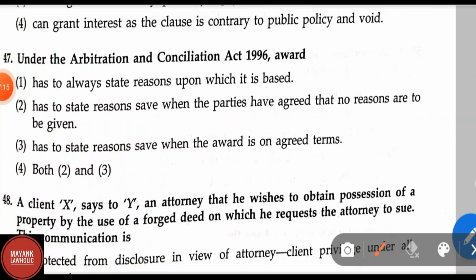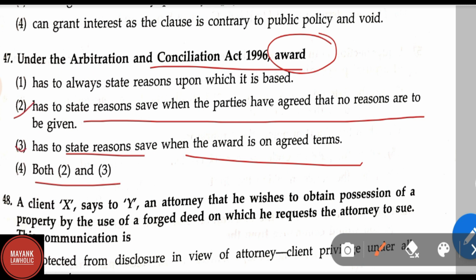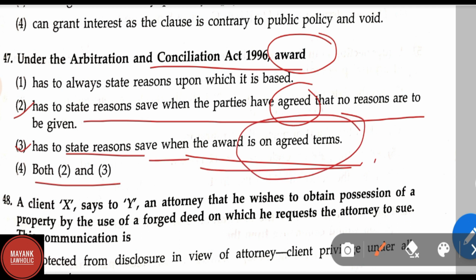Under the Arbitration and Conciliation Act 1996, option 1 says an award has to always state reasons upon which it is based. Options 2 and 3 say it has to state reasons save when the parties have agreed that no reasons are to be given, and save when the award is on agreed terms. So option 4 is options 2 and 3. As you know, under the Arbitration Act, options 2 and 3 are correct.